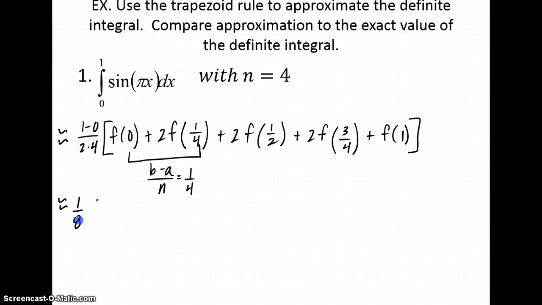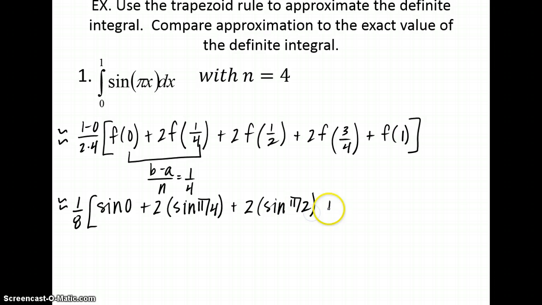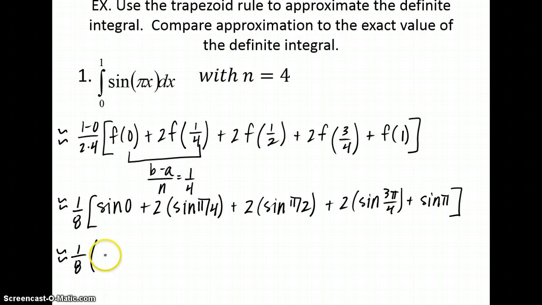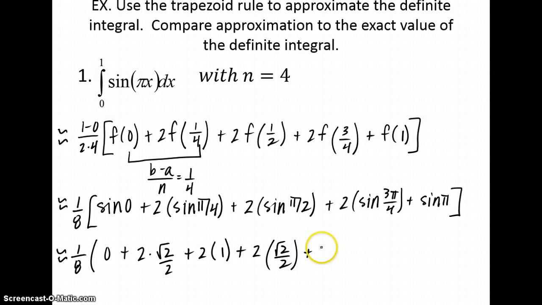All right, this gives us 1/8. Now where do these values come from? We plug it back into the integrand. So this would be the sine of 0 plus 2 times the sine of pi over 4 plus 2 times the sine of pi over 2 plus 2 times the sine of 3 pi over 4, and then plus the sine of pi. So plugging in each of our x values into the integrand, and again this is still an approximation, so we can do this without a calculator. This would be 2 times square root of 2 over 2. Sine of pi over 2 is 1. Sine of 3 pi over 4 is also positive root 2 over 2, and the sine of pi is 0.